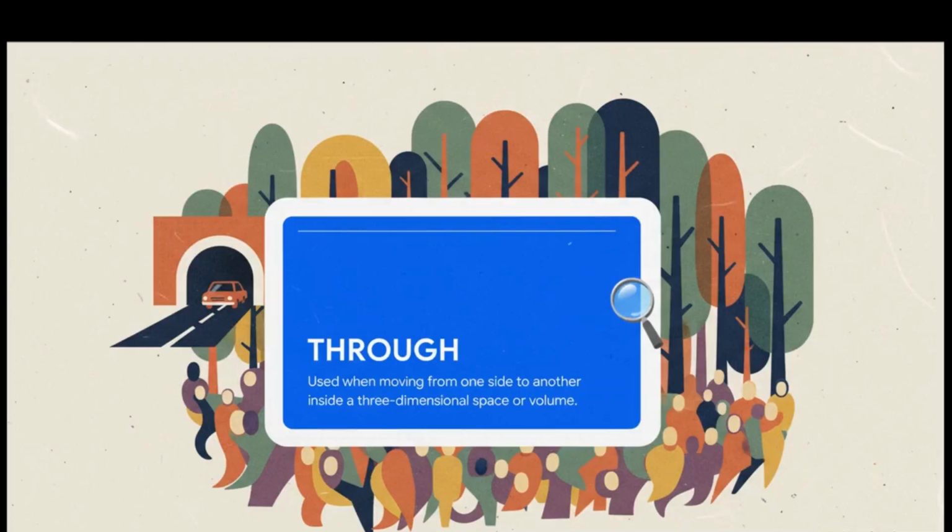And finally, through. This one is all about the third dimension. You use through when you're moving from one side of something to the other, but you're inside of it. You're in a volume, an enclosed space. Think about driving through a tunnel, pushing through a crowd, or, you guessed it, walking through a forest. You're literally inside it, surrounded by trees.